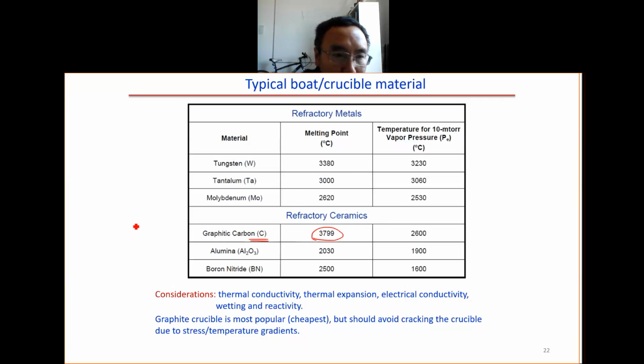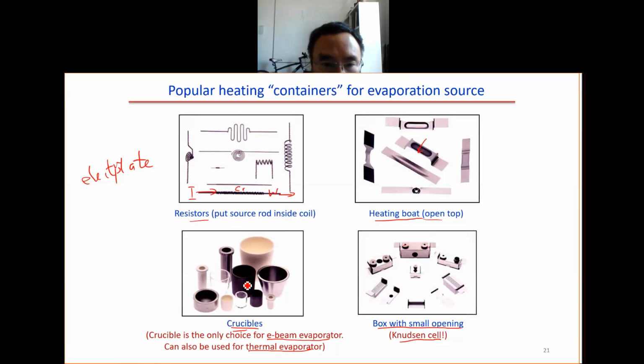It's about $50 each. So for the graphite, the carbon container is about $50 each. For the tungsten container, it is about $200 each. If we look at the photo here, this one, I think, is the carbon. This one may be tungsten.